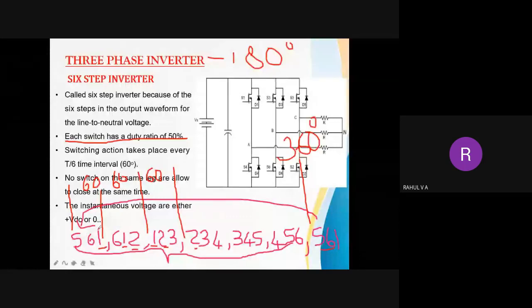Like that, 6 such switching operations are there. We know that each switching cycle is for 60 degree. Like that, 6 such cycles are there. That is a total of 360 degree.